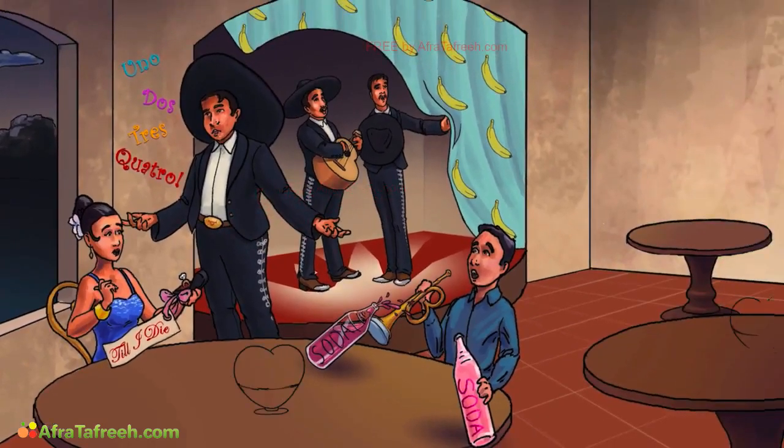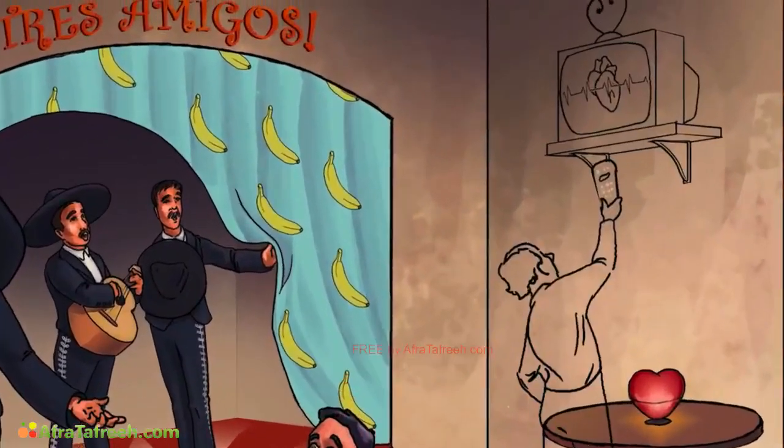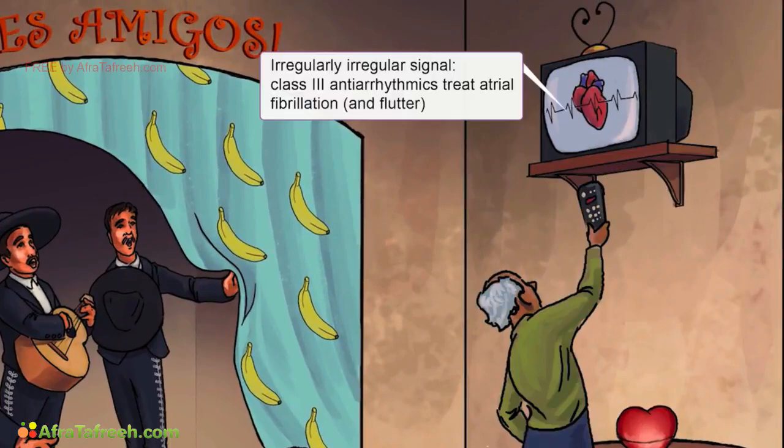Alright, to set the mood, the restaurant owner has lit some heart-shaped candles and laid them out on the tables. The top atrial half and the bottom ventricular half of these heart lights are illuminated, to remind you that the action potential prolonging effects of the Class 3 antiarrhythmics can be used to suppress both supraventricular arrhythmias as well as the life-threatening ventricular arrhythmias. A specific supraventricular tachycardia that can be treated with these drugs is atrial fibrillation.